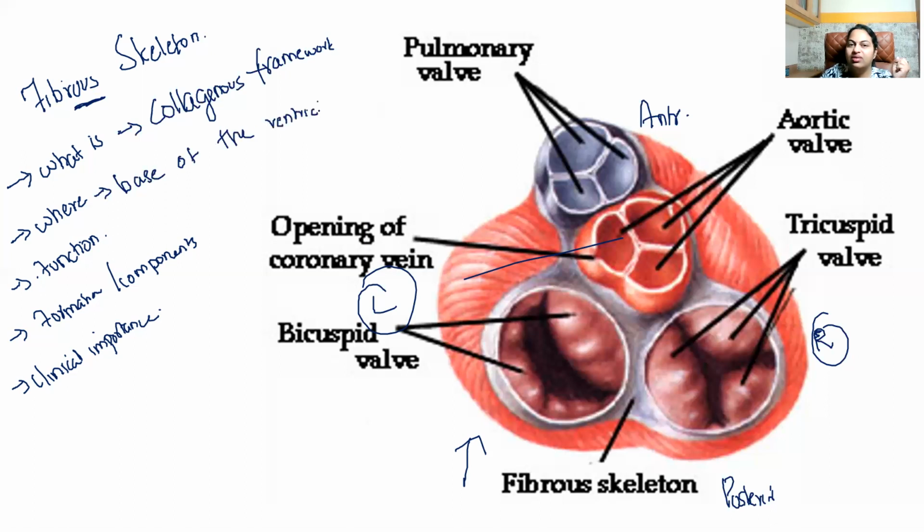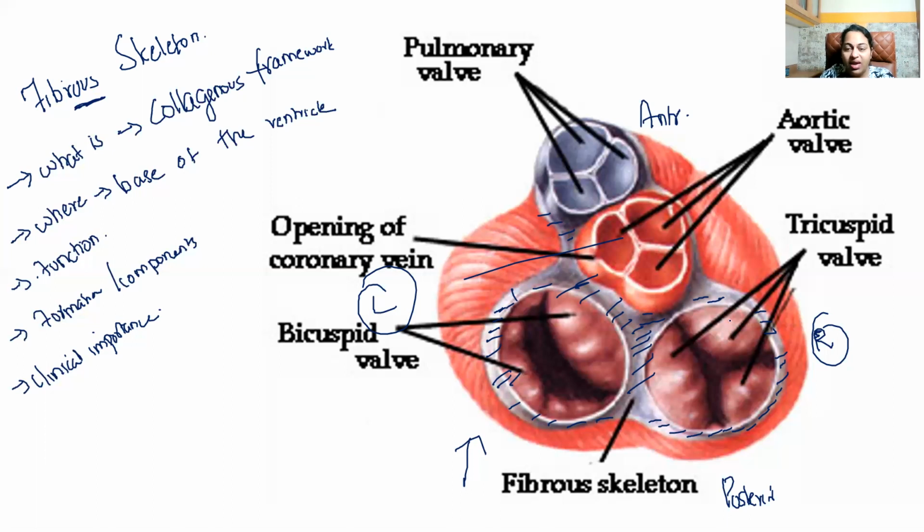At the base of the ventricle, all the gray color that you see here is all the collagenous fibrous framework. So the fibrous skeleton of the heart is nothing but the collagenous tissue that forms the structural framework for the heart, and it is seen at the base of the ventricle. The ventricle has an apex facing downward, so what you see from the superior aspect will be the base of the ventricle.